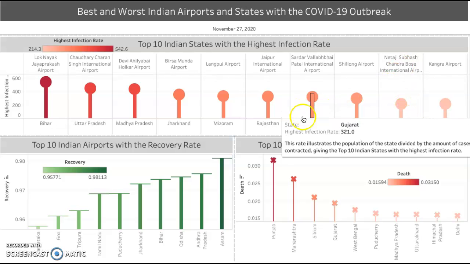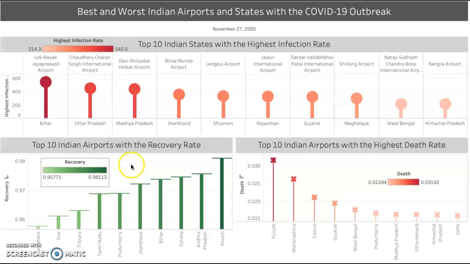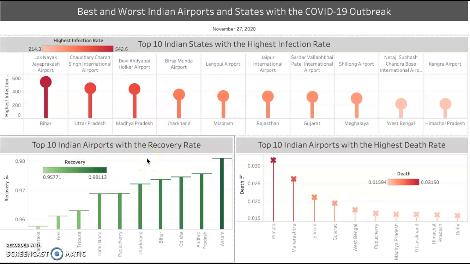Going on to the next two, so the top 10 Indian airports with the highest recovery rate, so basically the most people that are saved. It seems Assam was one of the best ones for that. And surprisingly, Bihar had the highest amount of infection rate, but also the highest recovery rate. So a 0.97% likelihood of being recovered. Pretty interesting to see that pop up. And as you can tell, West Bengal and Himachal are not on here at all.